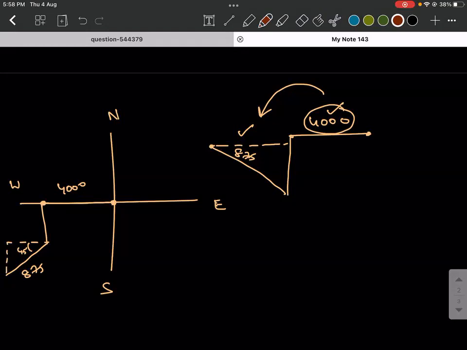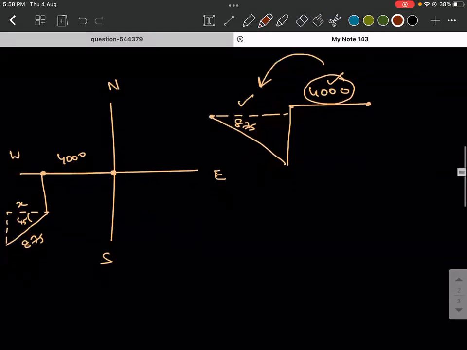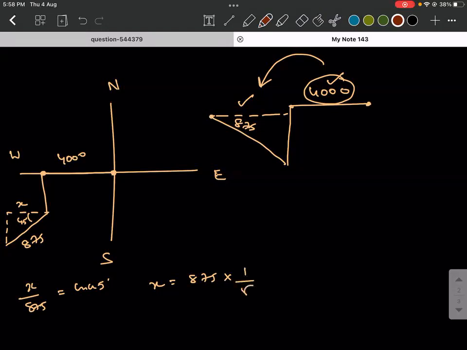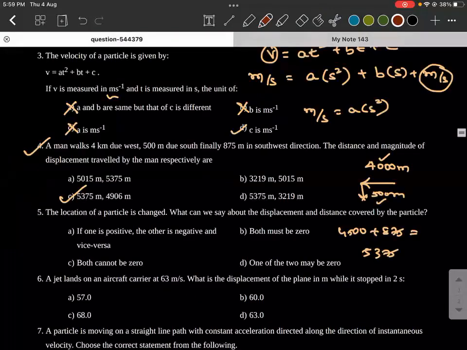So what you need to do is, you need to take this as x. So x divided by 875 will be equal to cos 45 degrees. So x will be equal to 875 into how much? Cos 45. Cos 45 is 1 by root 2. So 875 into 0.707. If you do that and add it to the 4000, that would be the required displacement. Okay. So there is actually a problem that is based on two logics. One is you need to know how to calculate the displacement, that is the shortest path, and the second is based on trigonometry. Right.